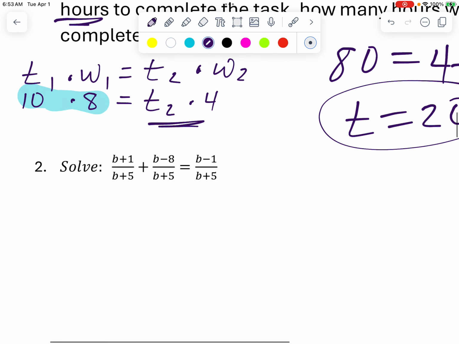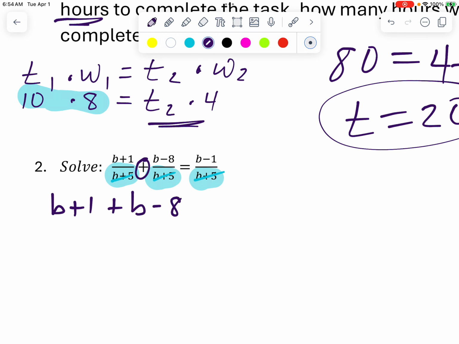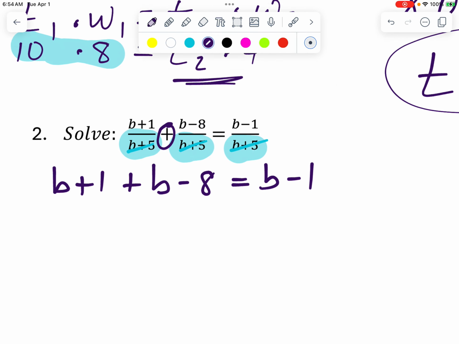All right. Question 2. Solve this. Looks like a very complex rational equation, but it's not, because if you look at the very bottom, each one of these fractions, the denominators, are all the same. If all of the denominators are the same, you can cross them out. You can say, okay, goodbye. And we're just left with b plus 1 plus b minus 8 equals b minus 1.